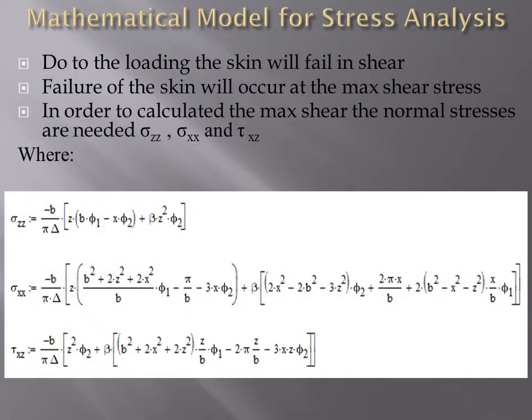Based on the loading, it is apparent that the skin will fail in shear. Because of this, the maximum shear stress needs to be calculated. This can be calculated using Mohr's circle once the normal stresses sigma xx, sigma zz, and tau xz are known. The equations used for this are displayed. They are functions of numerous variables defined in the next few slides.